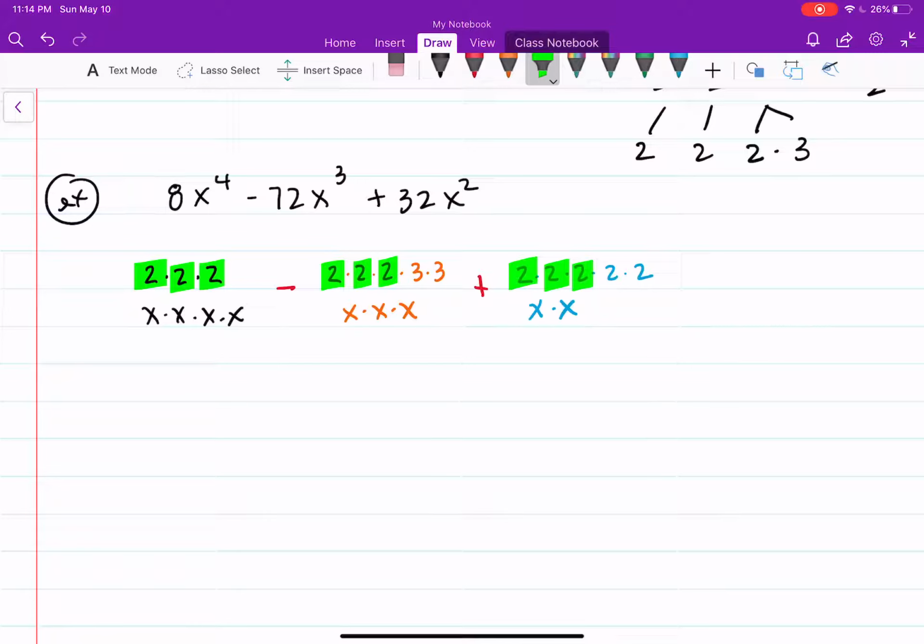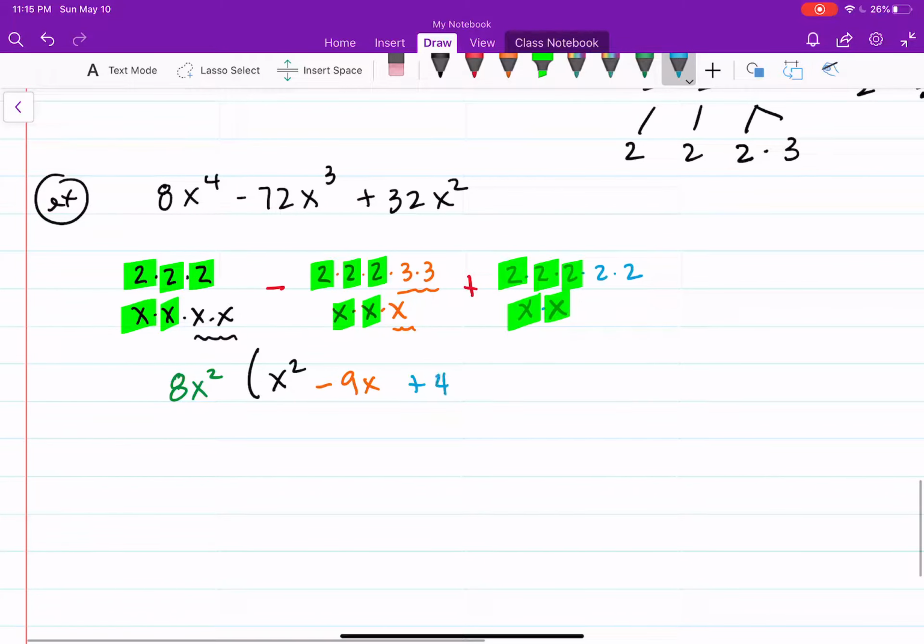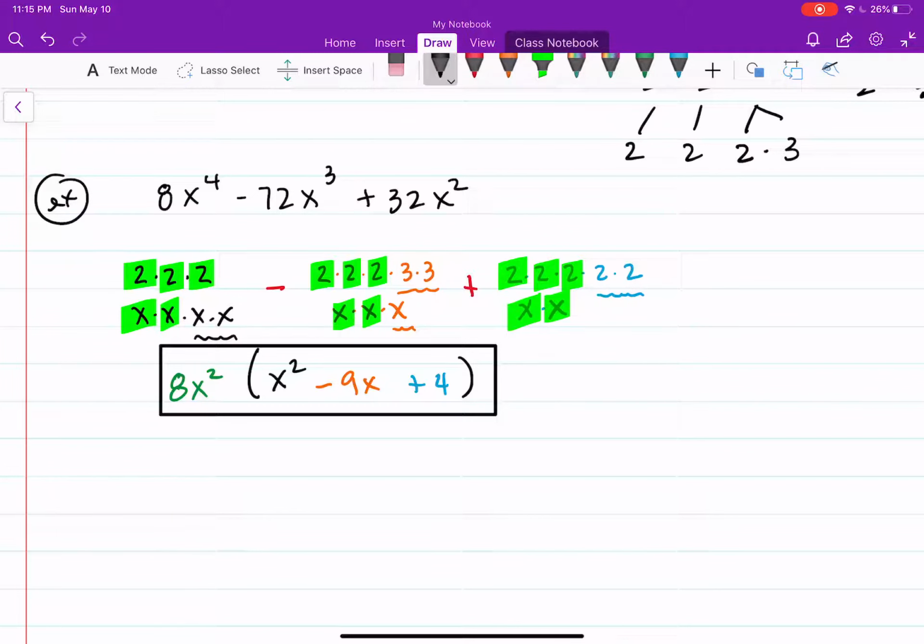And look at this, though. This has 2 x's, 2 x's, and 2 x's. So that would be x squared. Awesome. So my GCF is 8x squared. What's left? I have x squared left, right there. I have minus 9x. And then I have a plus 4. So there goes my answer. Right there. Okay? How is that so far?